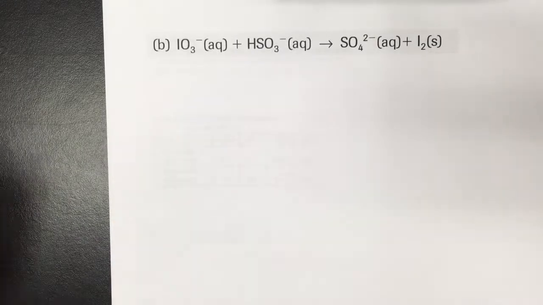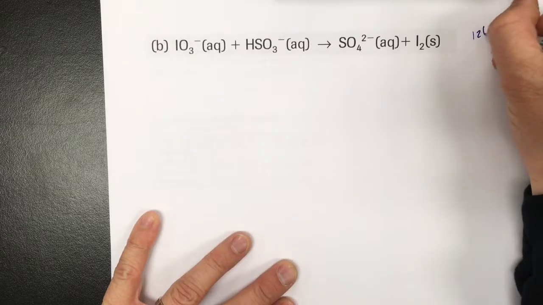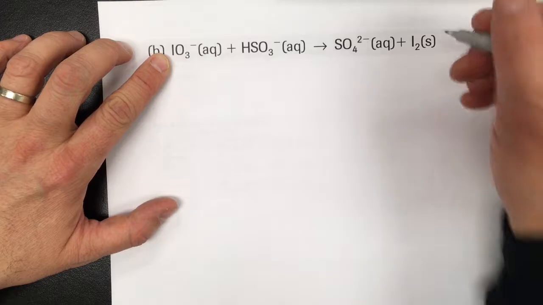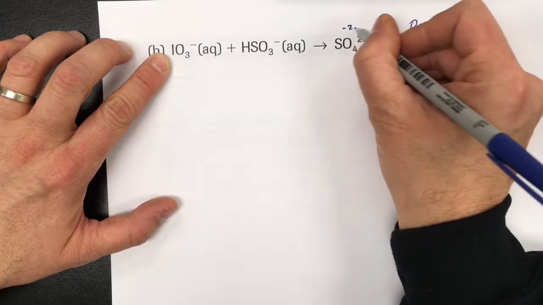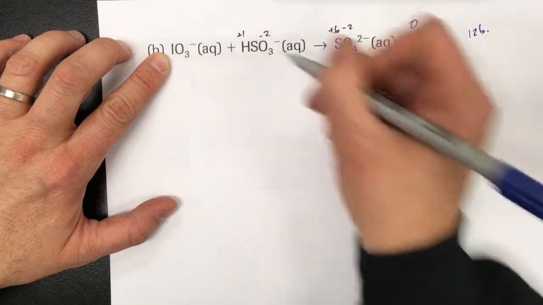Okay, and as a follow-up to the previous question, this is 12b, and we're going to do the same sort of calculation here. We need to assign our oxidation numbers. This is an element, 0, minus 2. This is going to be plus 6, minus 2, plus 1.